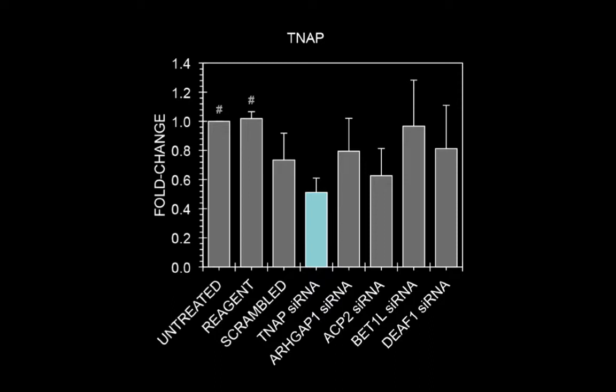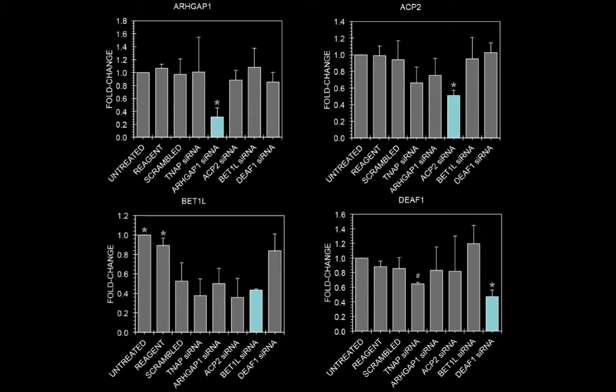We demonstrate the action and specificity of siRNA treatment by quantitative PCR. Consider the following plot, in which expression levels of the gene TNAP, encoding alkaline phosphatase, are shown. The y-axis shows expression relative to untreated control group. The x-axis describes treatment with gene-specific siRNAs and other controls. The colored bar indicates the corresponding siRNA for the gene of interest, in this case, treatment with TNAP siRNA. We see that TNAP siRNA reduced TNAP expression. siRNA against ARHGAP1, ACP2, BET1L, and DEF1 also effectively knock down expression of these genes.